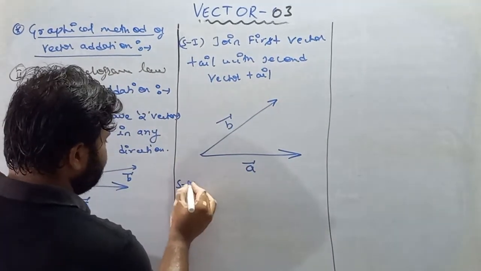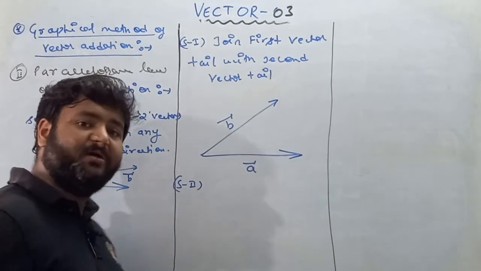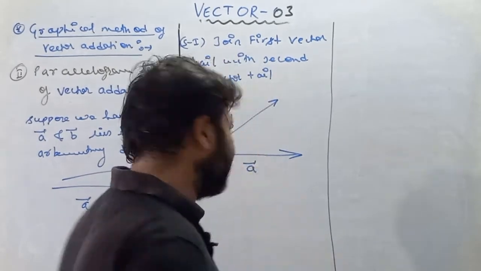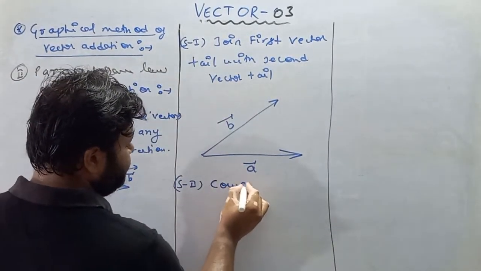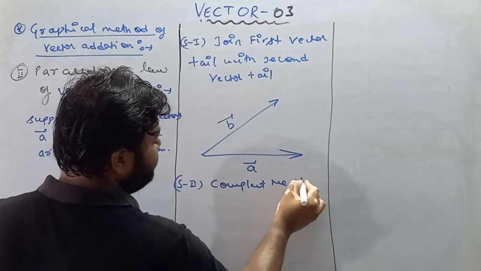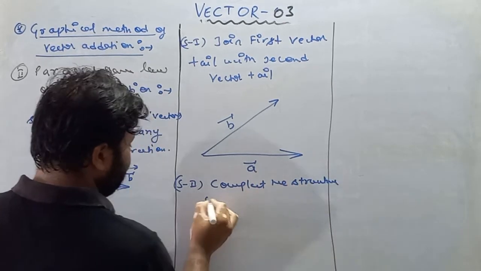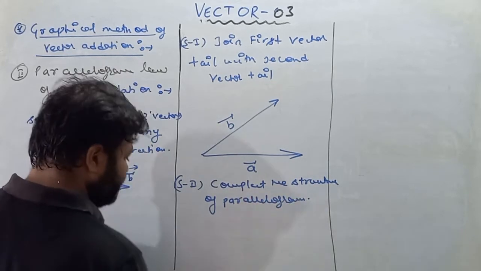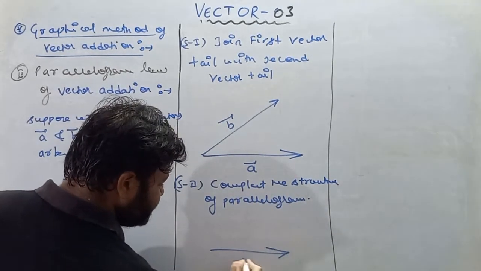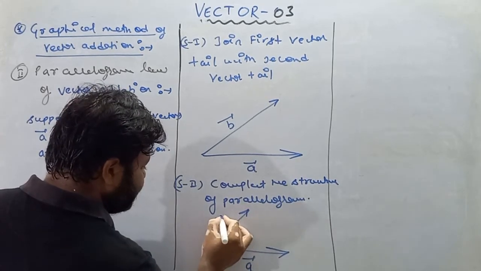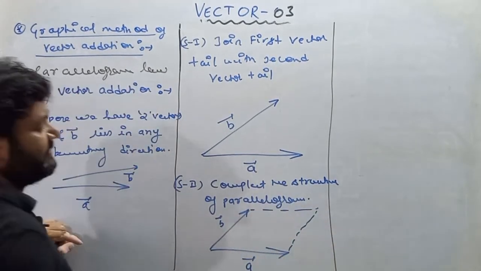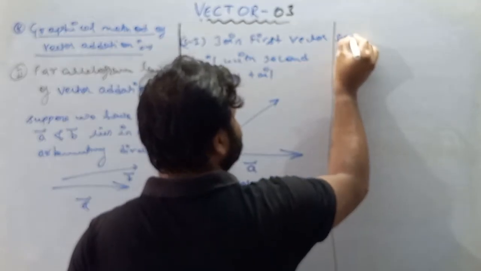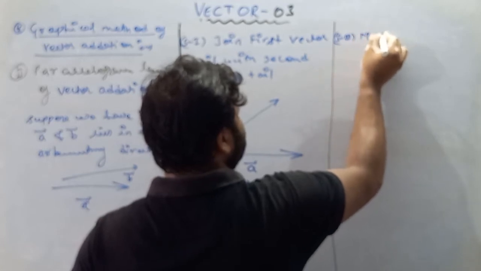Now step 2, complete the structure of parallelogram. After this you have to complete the structure of parallelogram. So I'll write here, complete the structure of parallelogram. So how to complete the structure of parallelogram? This is our A vector, this is our B vector, and I'll complete the structure of parallelogram. Now see my dear student, step 3, make a diagonal.